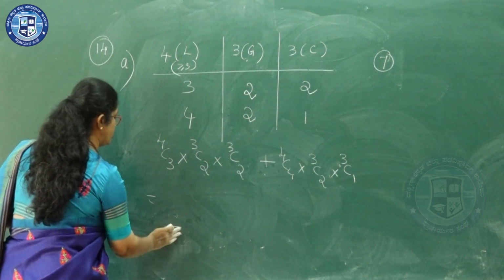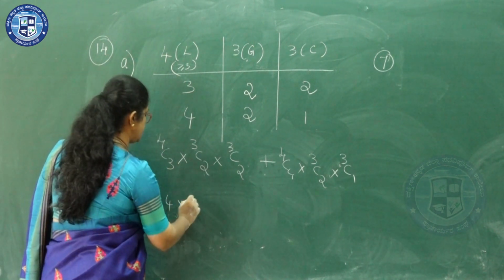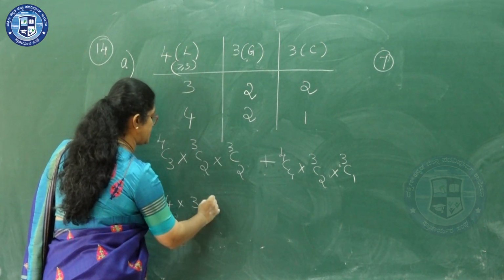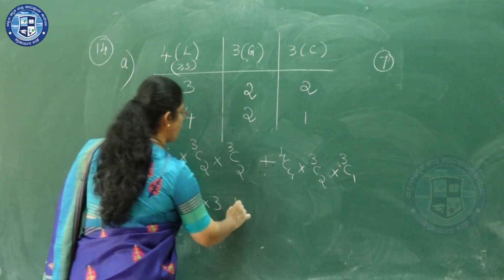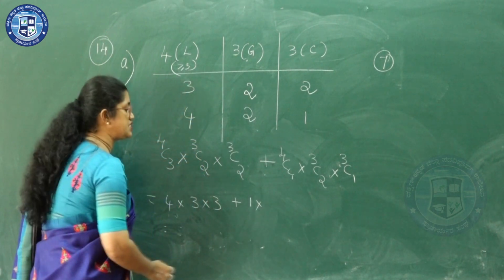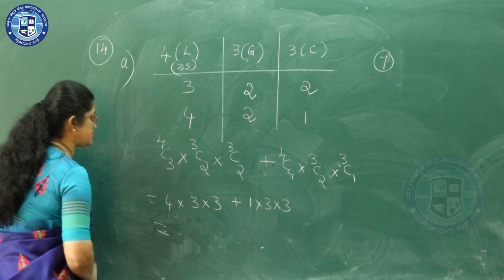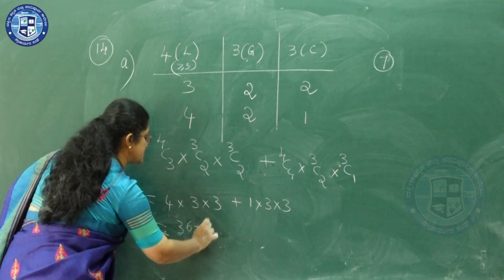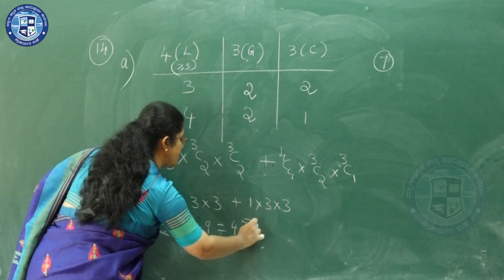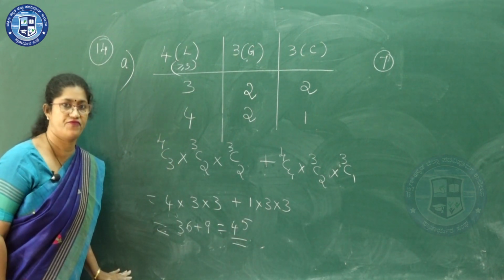4C3 is equal to 4C1 and that is 4. This is 3C2 equivalent to 3C1 is 3 into 3. 4C4 is 1. 3C2 is same as 3C1. So 3 into 3 and that is 36 plus 9. The total number of selections is 45.